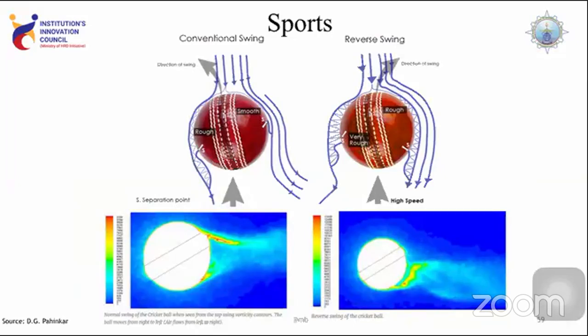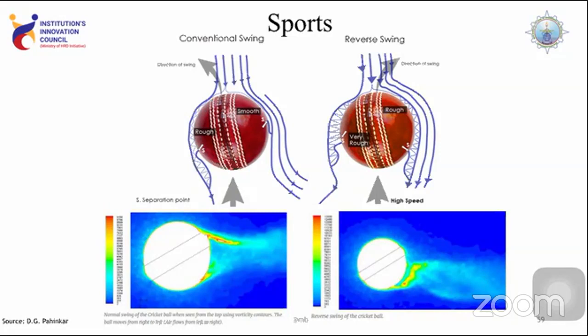Coming to conventional swing, there will be only one side that is rough. That means the rough side will have turbulent flow, and the variation in separation point can be employed, and this figure also shows that. There will be vorticity generated on both sides of the flow, but when it comes to an actual reverse swing ball, there won't be much of that.